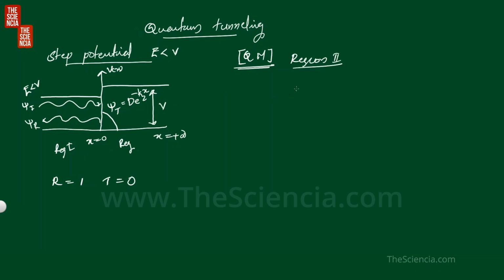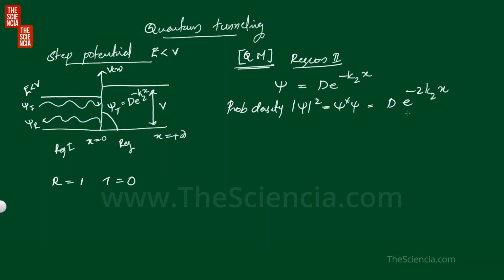So in region 2, we know the wave function is psi equal to D e raised to minus k2x. Now we can find the probability density, that is mod psi squared, that is psi star psi, right? When we find psi star psi, there is no i, so this is equal to D squared e raised to minus 2k2x.